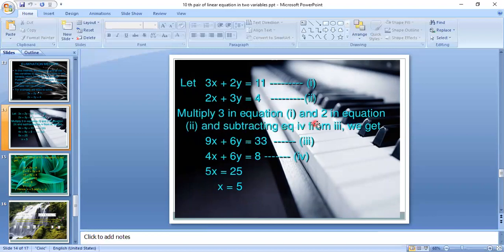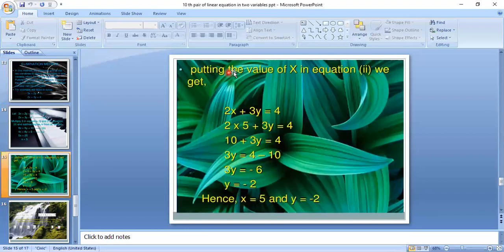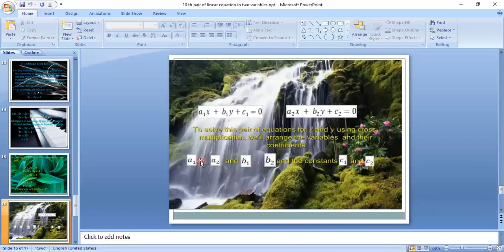Multiply equation 1 by 3 and equation 2 by 2, and subtracting equation 4 from 3, we get 9x plus 6y is equal to 33, equation number 3, and 4x plus 6y is equal to 8, equation number 4. So 5x is equal to 25, x is equal to 5. Putting the value of x in equation number 2, 2x plus 3y is equal to 4, 2 into 5 plus 3y is equal to 4, 10 plus 3y is equal to 4, 3y is equal to 4 minus 10, 3y is equal to minus 6, y is equal to minus 2. Hence x is equal to 5 and y is equal to minus 2.